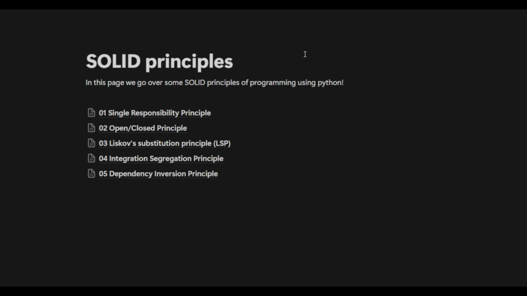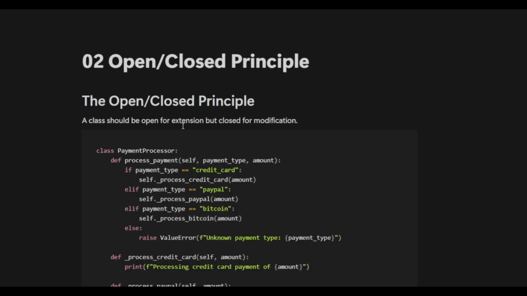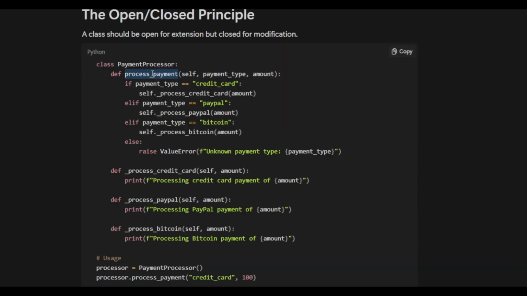Now let's go into the second principle, the open-closed principle. In short, this principle states that a class should be open for extension, but it should be closed for modification. Let's take a simple example here.